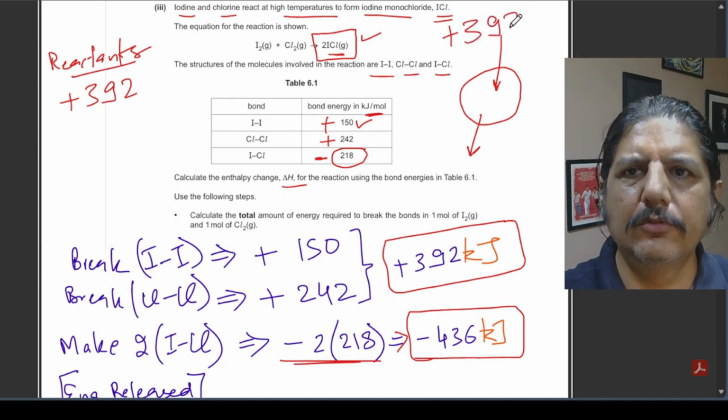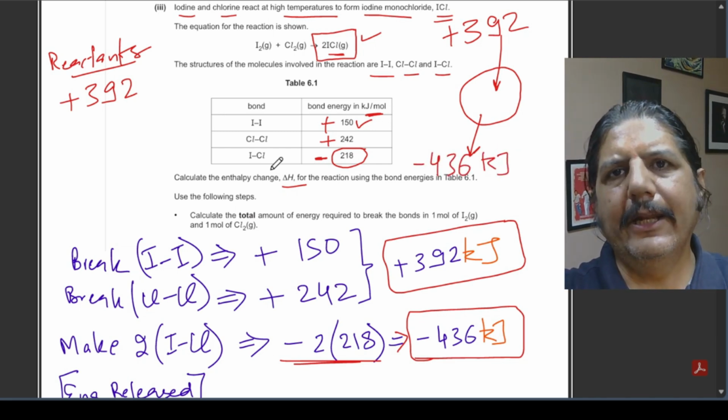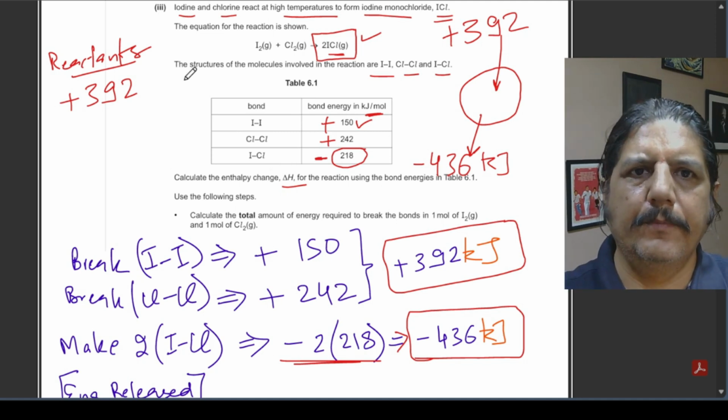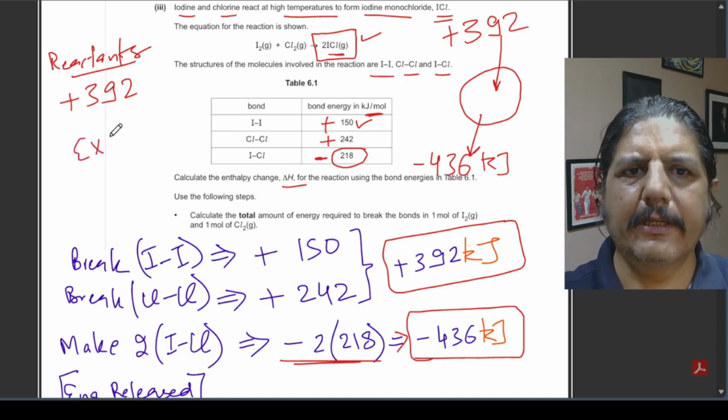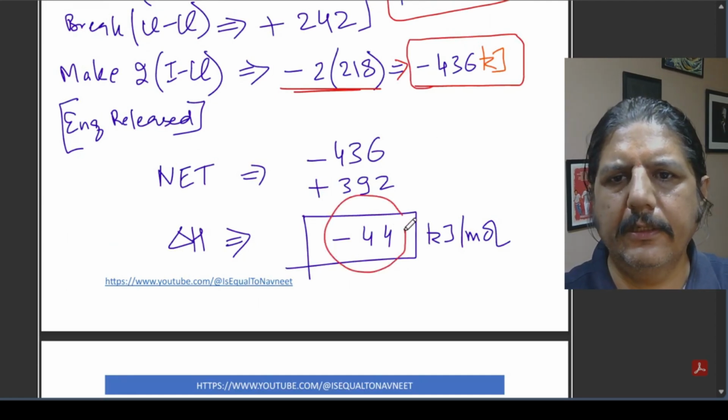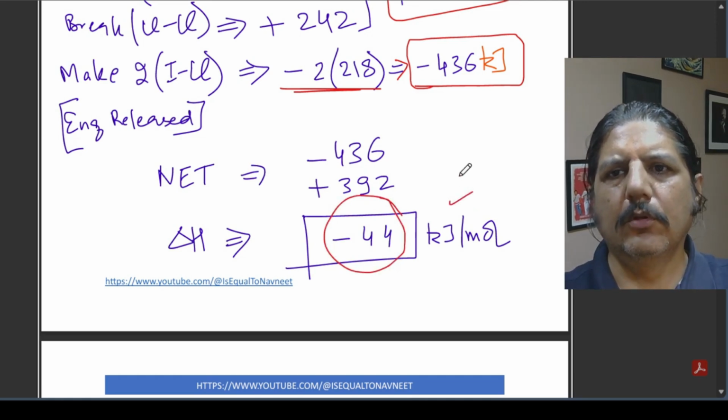So 392 kilojoule is entering the system. 436 kilojoule is leaving the system. So there will be net energy which will be released from the system. That is why this would be an exothermic reaction. Delta H would be negative. So minus 436 plus 392, and the calculation is correct: minus 44 kilojoule per mole.